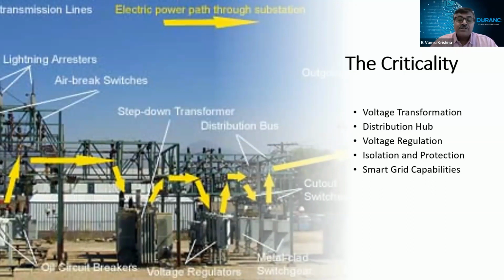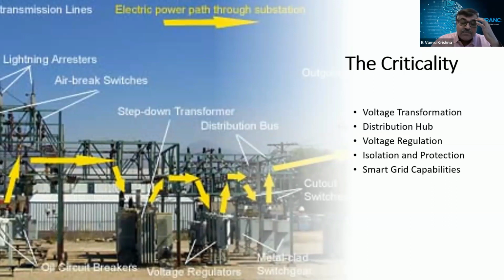Also, they act as a distribution hub, where power from multiple sources such as power plants, renewable energy facilities, and even other substations is consolidated and then distributed to the end users. They are typically located strategically to ensure that electricity can be delivered to the consumers with minimal energy loss in a reliable manner. Then you have voltage regulation.